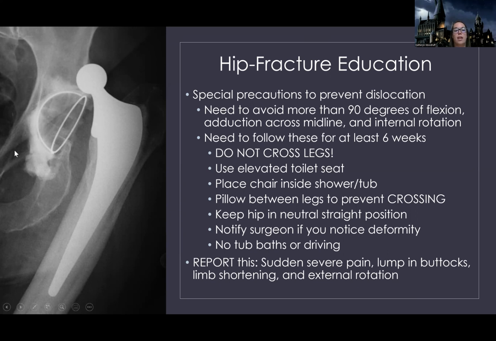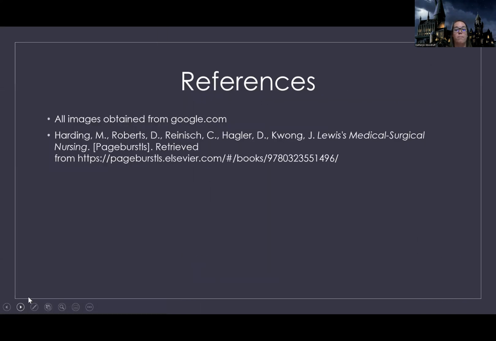But obviously they're going to have some symptoms if it dislocates. This is going to cause a shortening of the limb. That's one of those key things you need to report. Sudden severe pain, because it's usually painful for it to pop out in this position. They're going to have an external rotation of the limb because of this popping out of place. And you can imagine this is going to cause a lump in their buttocks. Those are the key symptoms to report for hip dislocation.